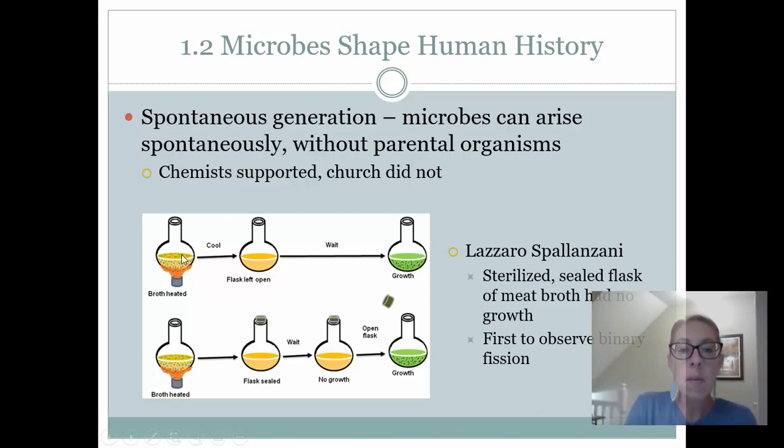So we then have another twist on that scenario of events. We've got that same meat broth. We boil it, but then Spallanzani puts a stopper on the top of the flask and seals it. And so he is trying to show that there are no parental organisms in there, and we do not see spontaneous generation. So this supports his claim that spontaneous generation does not occur.